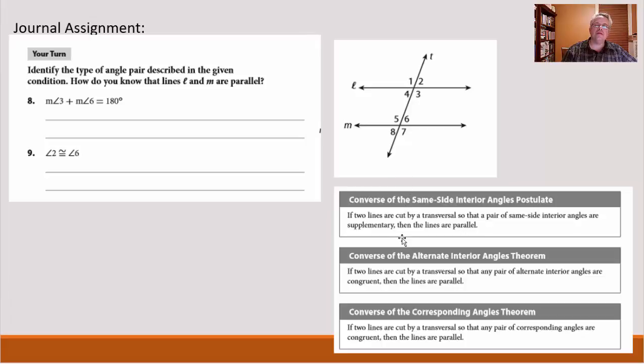Well, the answer is one of the converses. I have them right here for you. Then, for the second problem, what about 2 and 6? What kind of angles are 2 and 6? And if they're congruent, why can I conclude that L and M are parallel? And again, it's one of these converses. All right, so tell me what kind of angles they are and which converse we use to show the lines are parallel. All right, good luck.